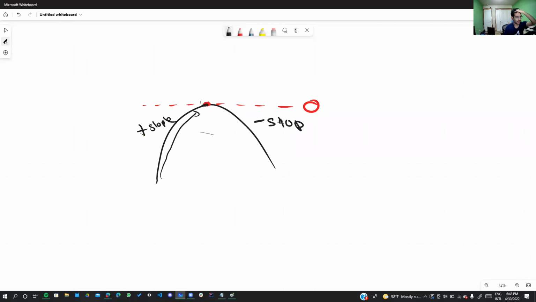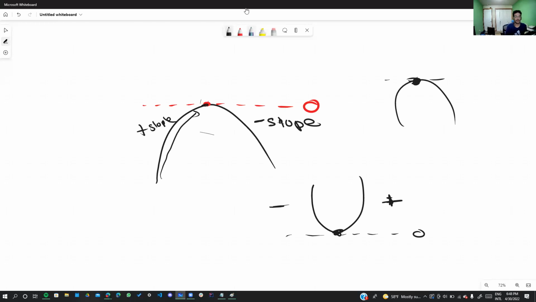So honestly, you don't have to remember this. You can just draw it and say, okay, the derivative is 0 and the slope changes from positive to negative. That's what defines a maximum. Similarly, a minimum right there also has a slope of 0 and the slope changes from negative to positive.